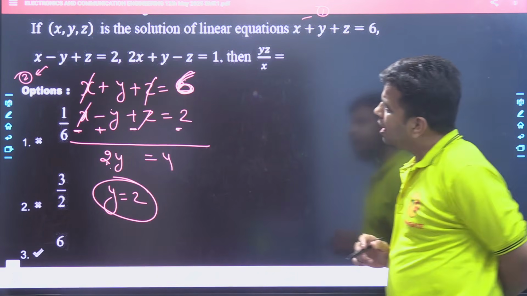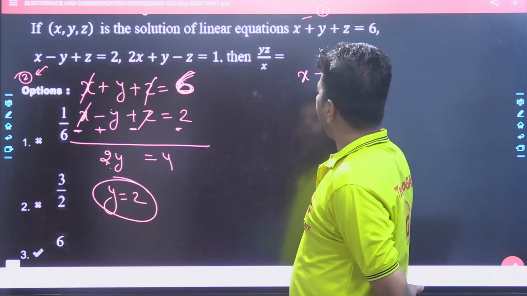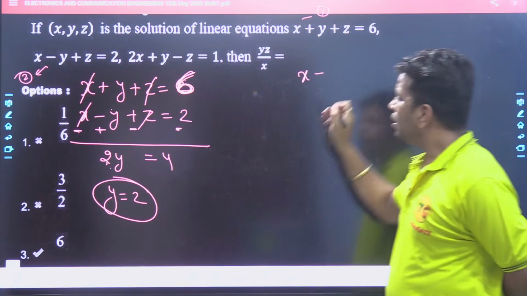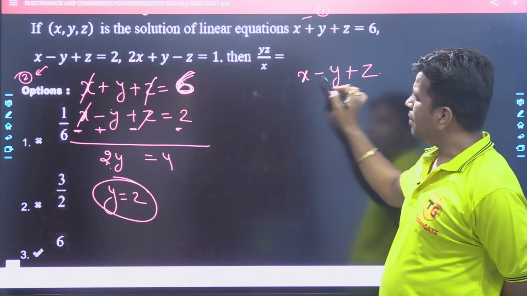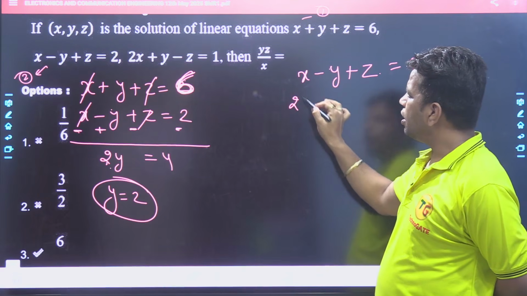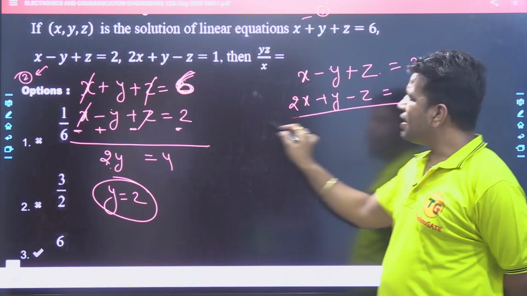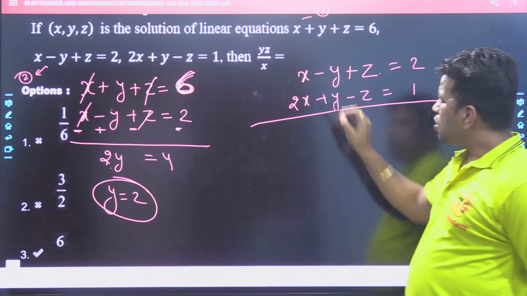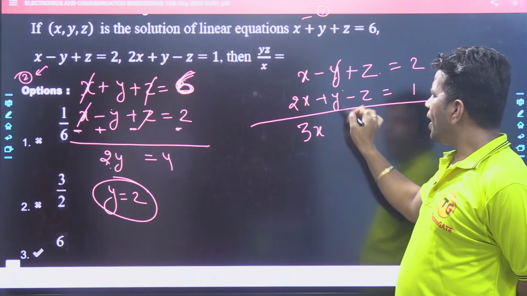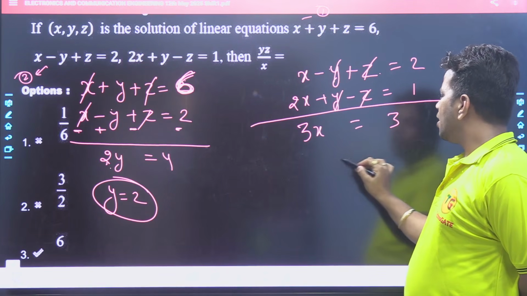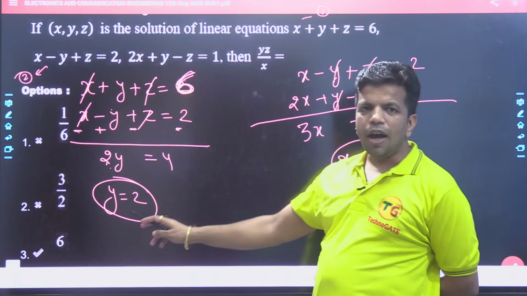Let's see here. The value of y is 2, we know that. Now x minus y plus z equals 2, and the third equation is 2x plus y minus z equals 1. If we add these two directly, x plus 2x becomes 3x, y and y cancel out, z and z cancel out, equals 3. So the value of x is 1. Now we know the value of y and the value of x.